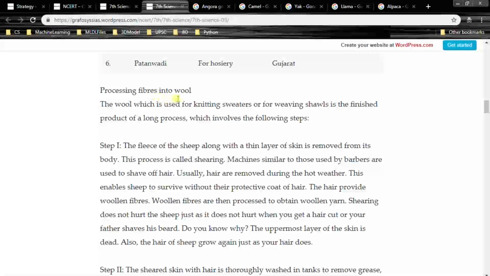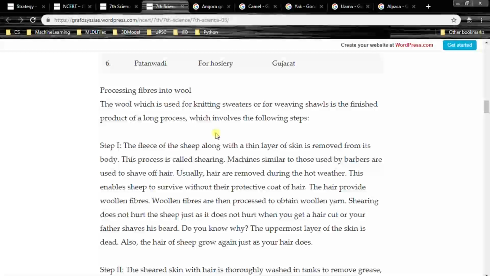Processing fibers into wool. The wool which is used for knitting sweaters or for weaving shawls is the finished product of a long process which involves the following steps. So this is not a simple process, this is a very long process which we are going to study, right? So what happens in step 1? The fleece of the sheep along with a thin layer of skin is removed from its body. This process is called shearing. Remember, a thin layer of skin is also removed along with the fleece of the sheep, right?